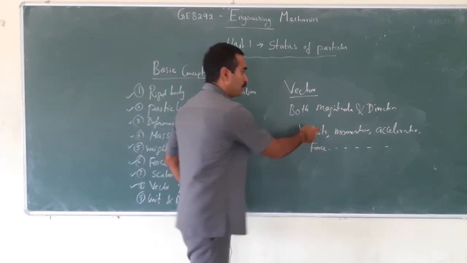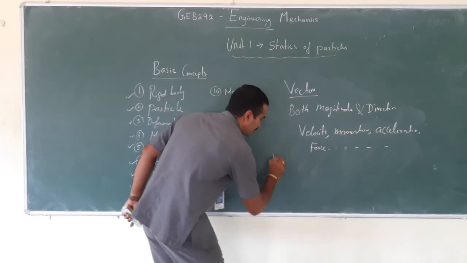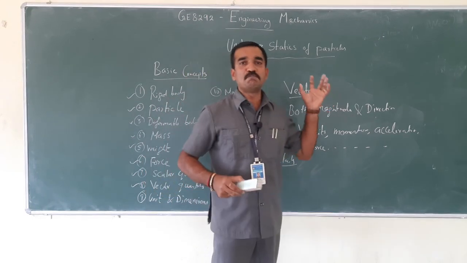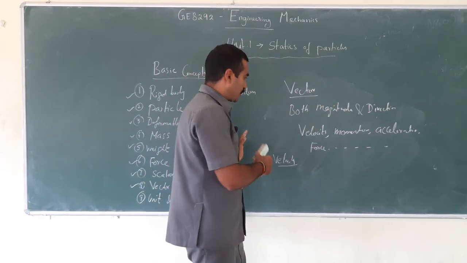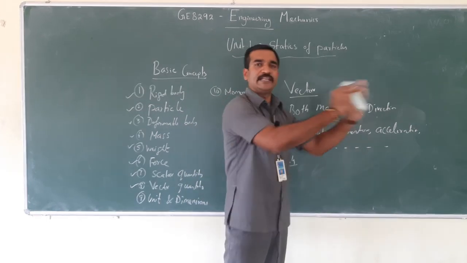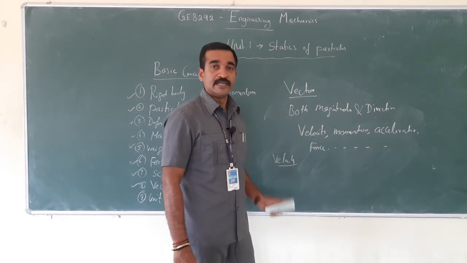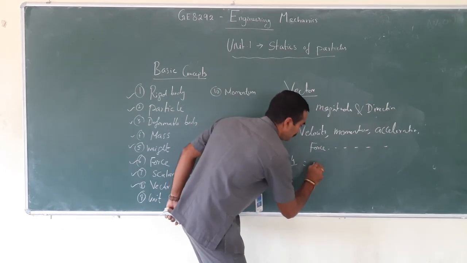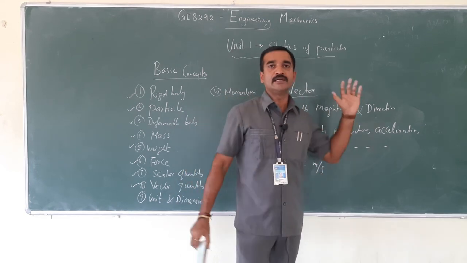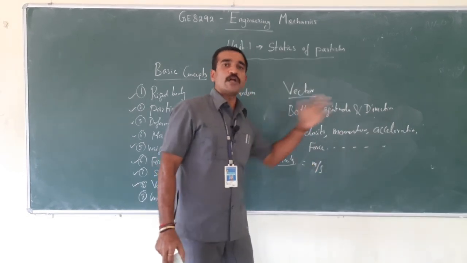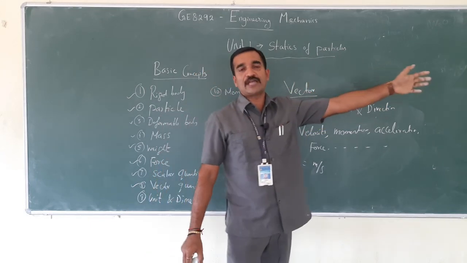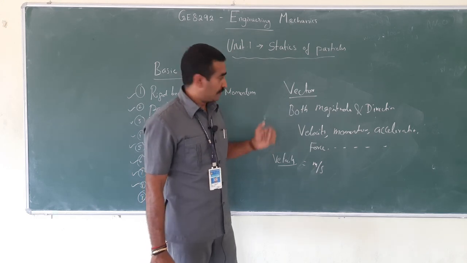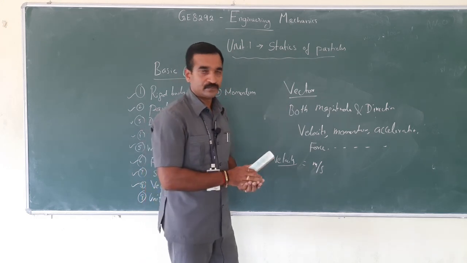Let me just give an example for velocity. What do you mean by velocity, by the way? It's the distance traveled by time. As far as the magnitude is concerned, it is how much speed it is traveling, and direction is in which direction it is traveling. The unit of this is meter per second, that is distance traveled by time taken. It is traveling at what speed, and in which direction. So it has both magnitude and direction, so it is a vector quantity.